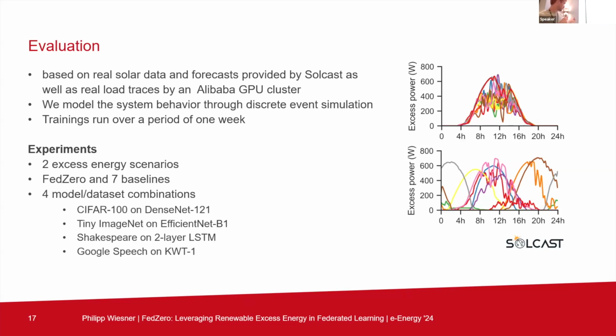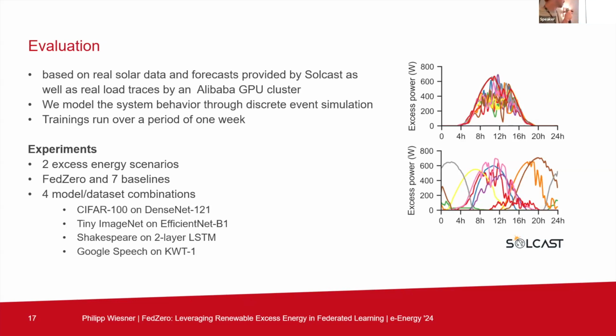And we performed a bunch of experiments on these 2 different scenarios. In the second scenario, clients are distributed all across the world. So the excess patterns correlate a lot less. We had 7 baselines and a variety of different model dataset combinations, lots of different modalities. So the first 2 are image classification on convolutional neural networks. Then we have next character prediction, so text on an LSTM. And the last one is keyword recognition, so speech on a small transformer network.